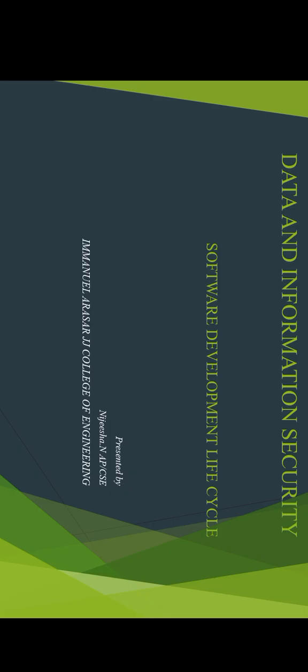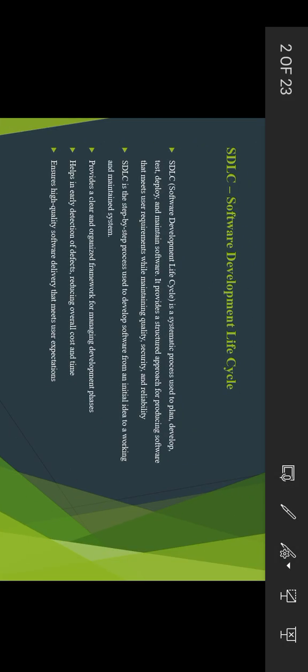Now I am going to teach about software development life cycle in the data and information security subject. First, what is software development life cycle? That is SDLC. It is a systematic process used to plan, develop, test, deploy and maintain software. It provides a structured approach for producing software that meets user requirements while maintaining quality, security and reliability.